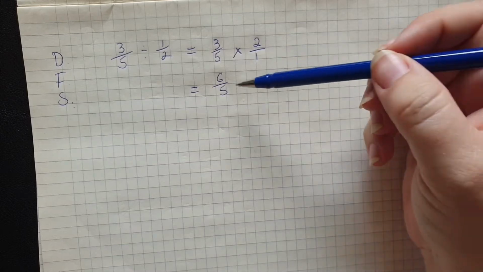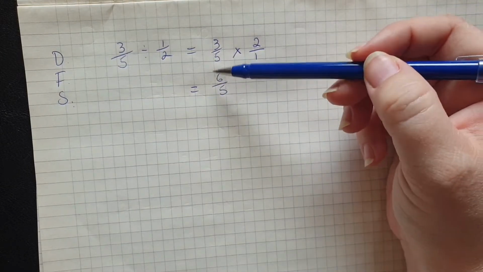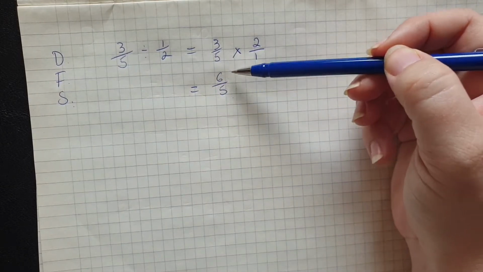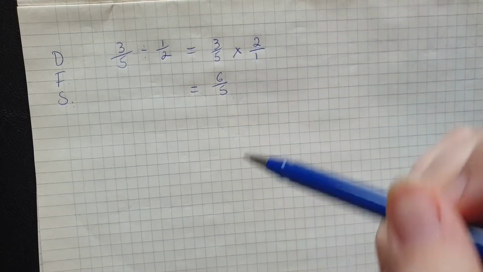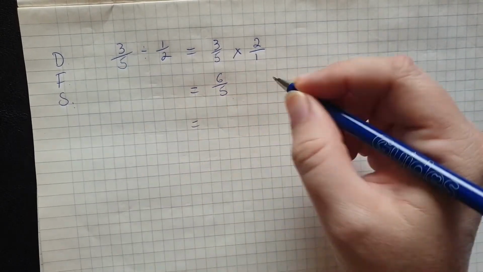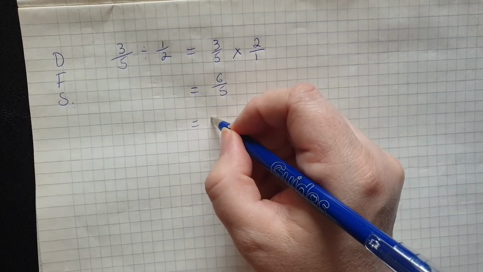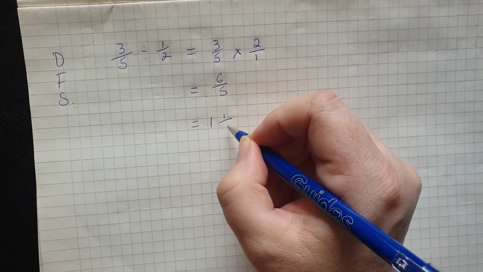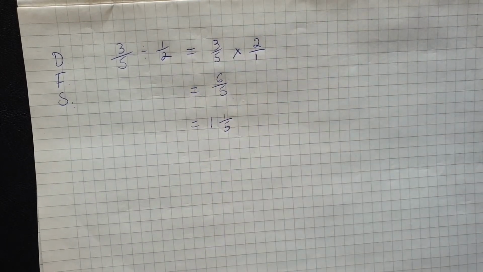6/5. Now immediately you recognise that this answer here is a vulgar fraction, an improper fraction. We can turn this into a mixed number. How many 5s in 6? 1, remainder 1, so it's 1 1/5. Let's have a look at another example.